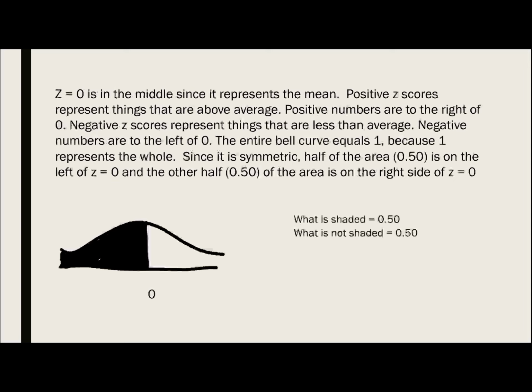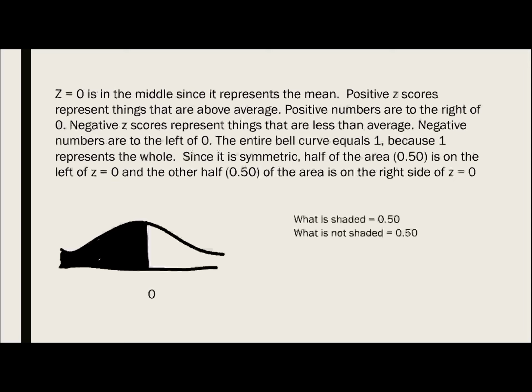Z equals 0 is in the middle since it represents the mean. Positive z-scores represent things that are above average. Positive numbers are to the right of 0. Negative z-scores represent things that are less than average. Negative numbers are on the left of 0. The entire bell curve equals 1 because 1 represents the whole. It's like 100%.